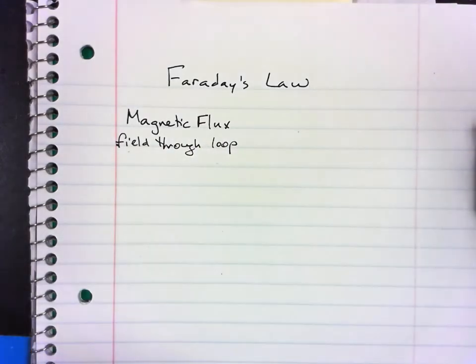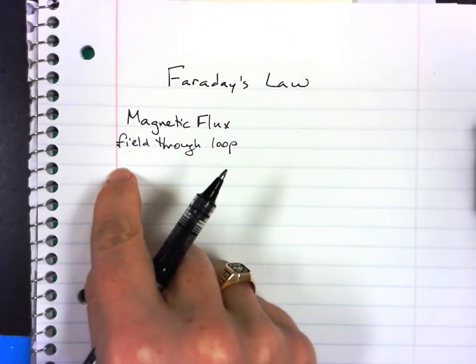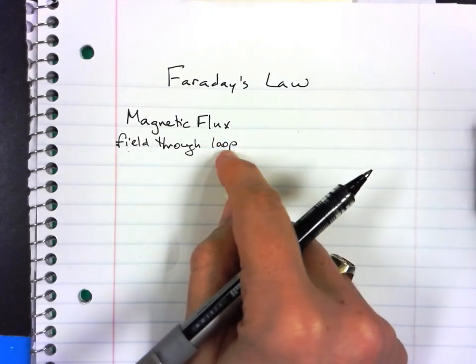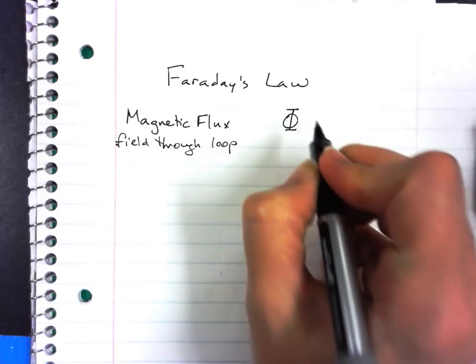We had electric flux before. It was the electric field through a surface. So this is the magnetic field through a surface. Usually it's going to be a coil of wire, so that's why I use the word loop. So we use the same symbol for flux. This is capital Greek letter phi.